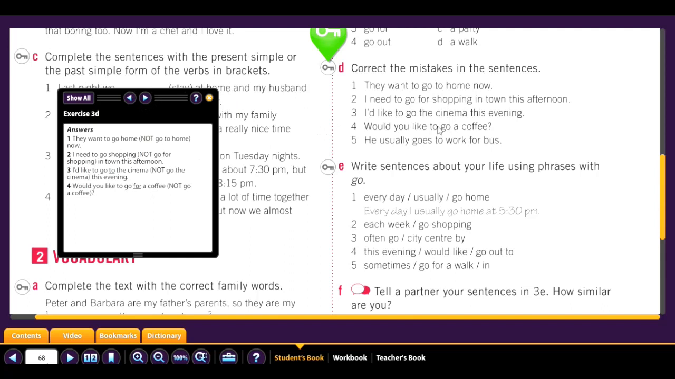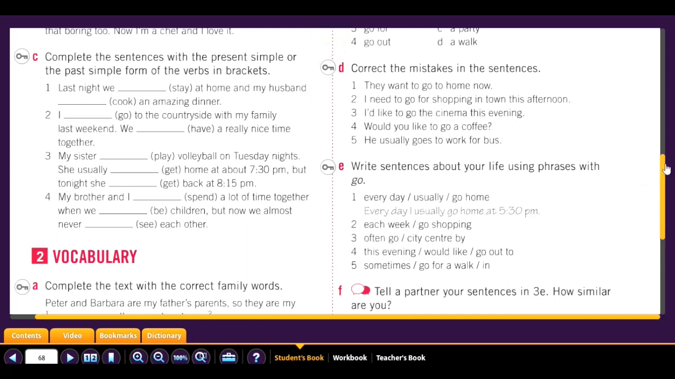Would you like to go for a coffee? Porque es lo que van a tener. For a coffee. ¿Qué van a tener? Un coffee. He usually goes to work by bus. Utilizamos by cuando son los medios de transporte, no for. For cuando vamos a tener algo. Por ejemplo, aquí el café.